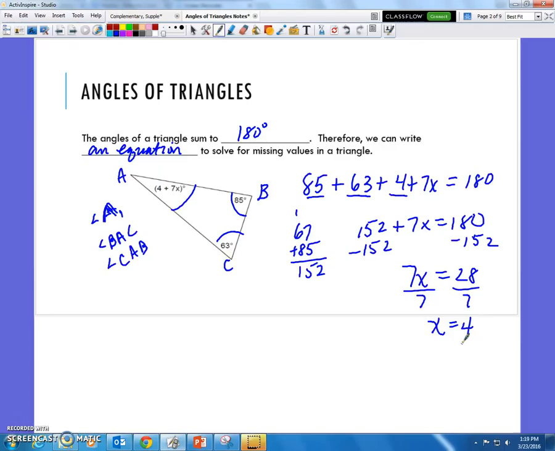I want to know what this actual angle is. So I'm going to say 4 plus 7 times 4. 28 says our order of operations has to happen here. 28 plus 4 is 32. This is a 32 degree angle, that last missing angle there. So x equals 4, and the measurement is 32. The important part is for you to find the unknown value.